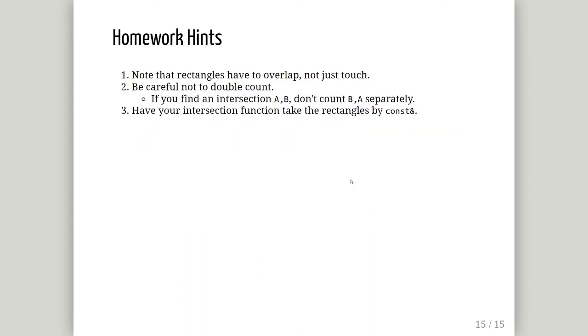A few tips. First, remember that the rectangles have to overlap, not just touch. This is what I meant by saying the area of their intersection has to be greater than 0, not 0. Second, please be careful not to double count. A very easy mistake to make when writing this code would be to count an intersection between rectangles A and B, but then also to count the intersection between B and A. It's an easy mistake to make. If you do it, your count will be off by a factor of 2.